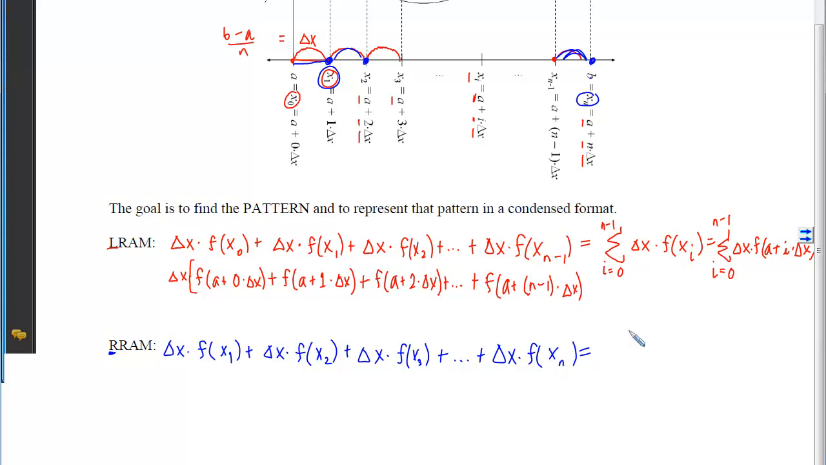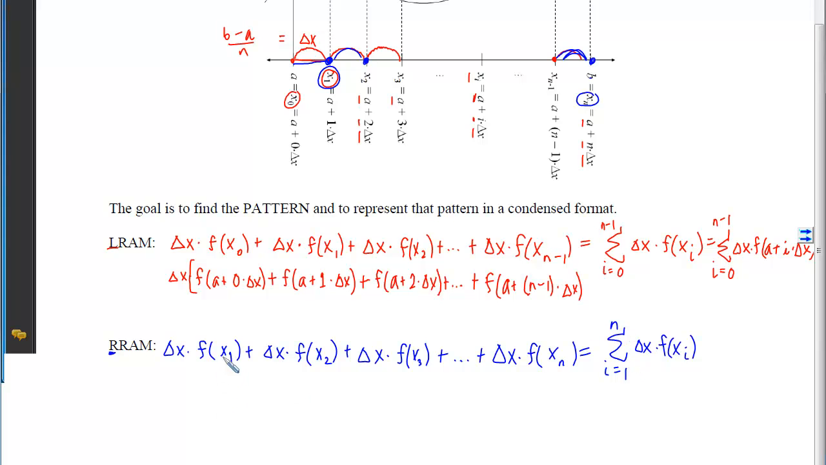So when I condense, it looks an awful lot like the LRAM, except that instead of i starting at 0, i is going to start at 1. And instead of i ending at n minus 1, it will end at n.